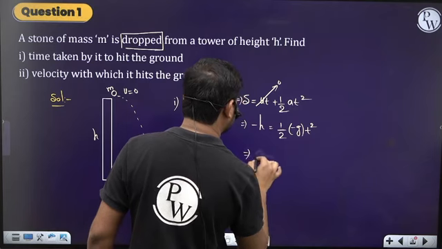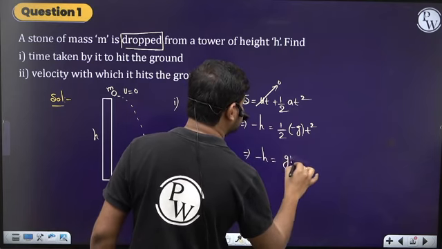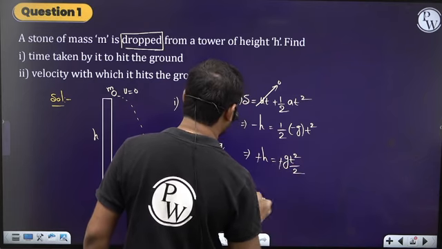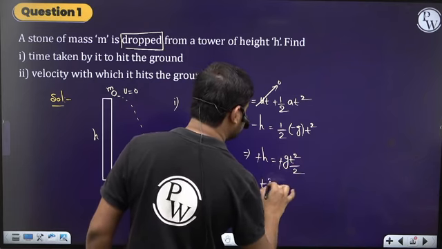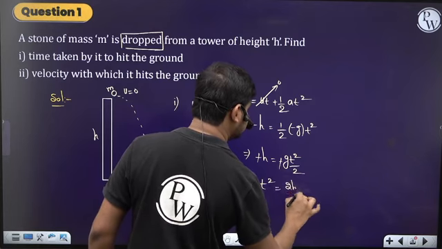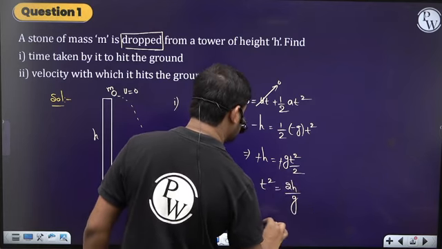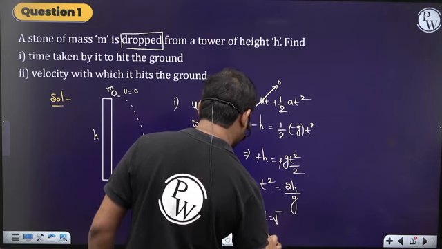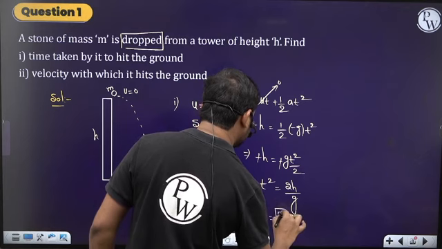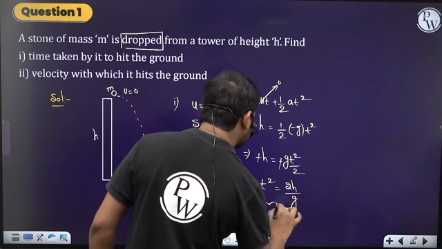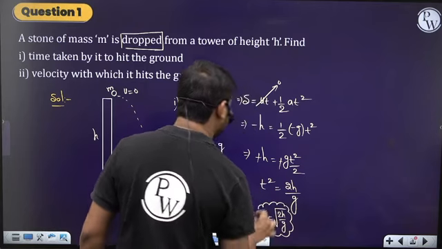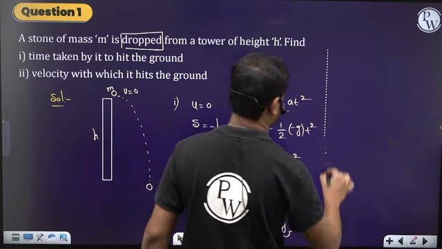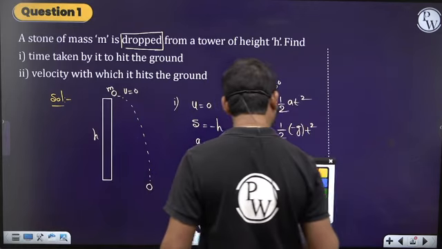Therefore minus h is equal to minus g t square by 2; minus minus gets cancelled. From here I can write t square is equal to 2 into h, sending this g also to this side, 2h by g. So from here t is equal to root over 2h by g. This is the time taken by a freely falling body to reach the ground. You already learnt it in grade 9 itself, right? So this is the first one. Now let's do the second one.